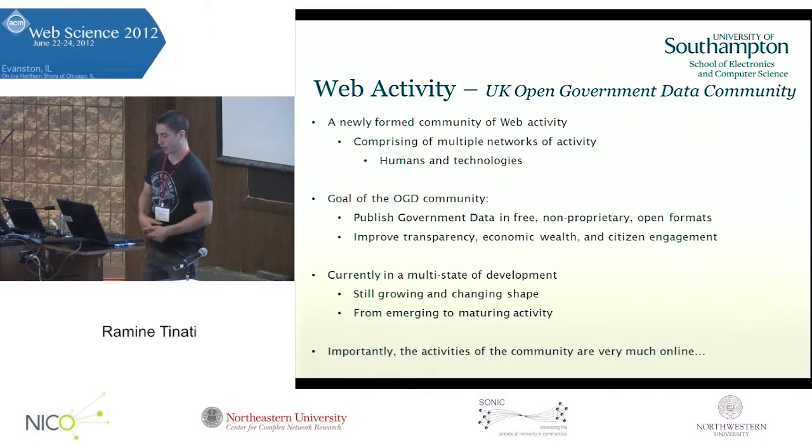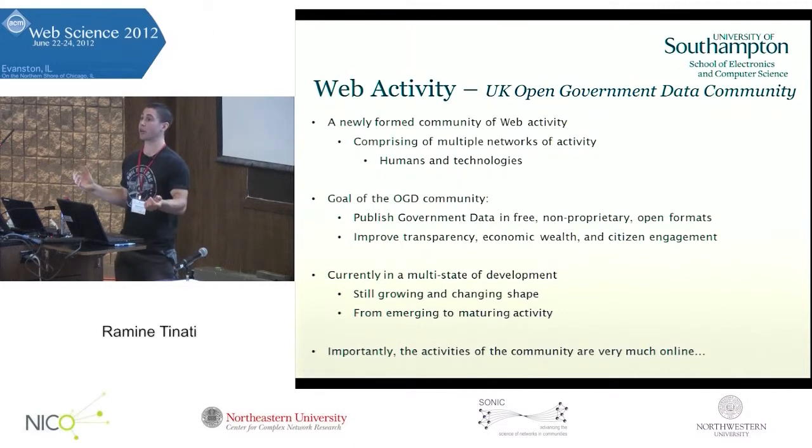So if we have a look at one of the case studies that I've been looking at, which is the UK Open Government Data Community. Now, this is a newly formed type of web activity, which is happening both online and offline. It's a very big community of different actors, from people in the government, civil servants, all the way down to lobbyists and developers, and the academic community, all interested in basically releasing government data in open, non-proprietary formats. So this means anyone can use it.